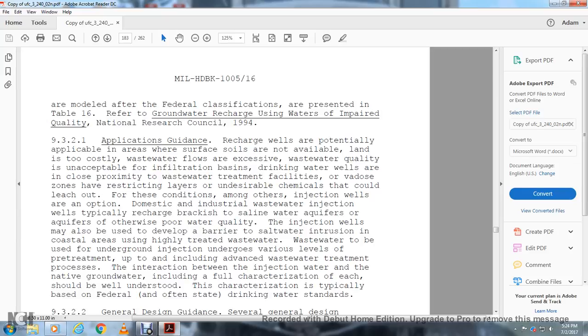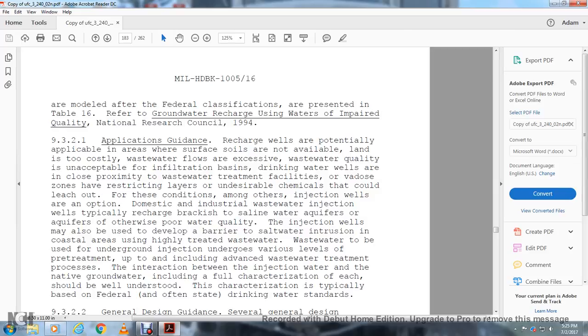Domestic and industrial wastewater injection wells typically recharge brackish and saline water aquifers or aquifers of otherwise poor water quality. Injection wells are also used to develop a barrier against saltwater intrusion in coastal areas, using highly treated wastewater for underground injection with various levels of pre-treatment, up to and including an advanced wastewater treatment process.